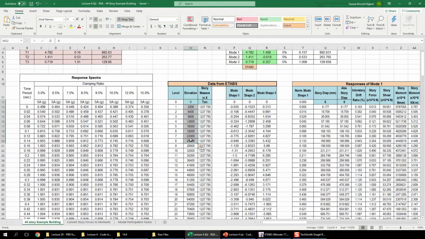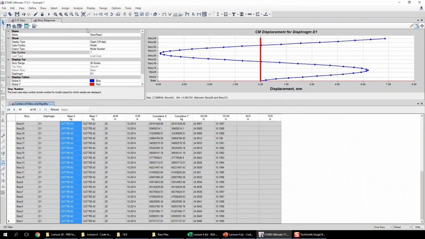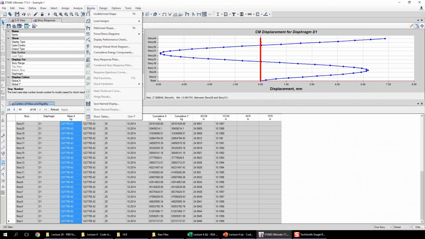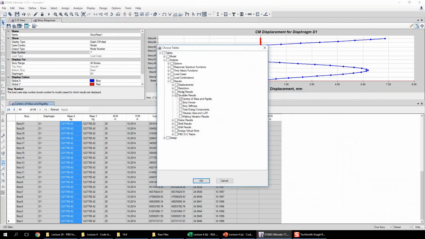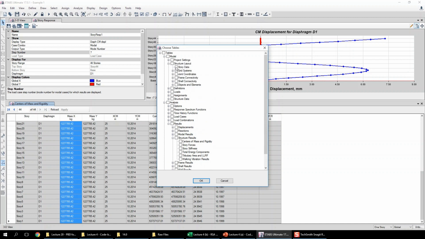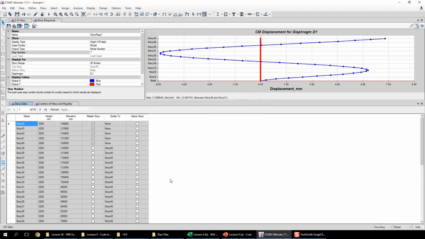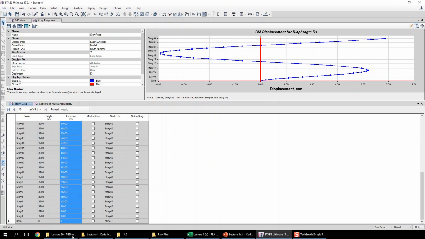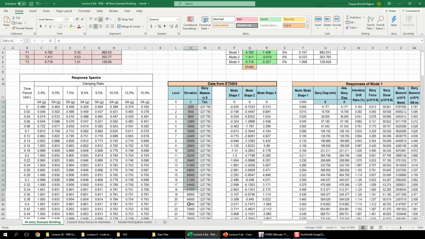The elevation data, or the number of stories data, you can also take from ETABS. Here you can go to Display, Show Tables, then Model, then Structural Layout, and then Story Data. Here you can see that you have the height of each story, and you also have this elevation column. So you can copy that elevation column here. So this is my elevation according to number of stories.